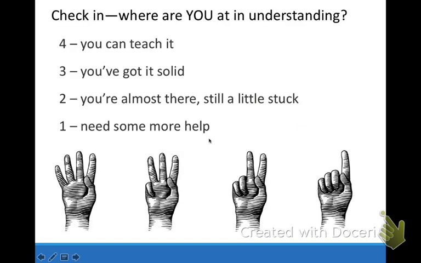All right, if you would take a moment and give yourself a self-rating on your paper, where do you think you are right now? 1, you're still confused and need lots of help. 2, you're almost there but getting a little bit stuck. 3, you think you're rock solid. Or 4, you think you could help somebody else in the class. Please just take a moment and rate yourself on your paper.